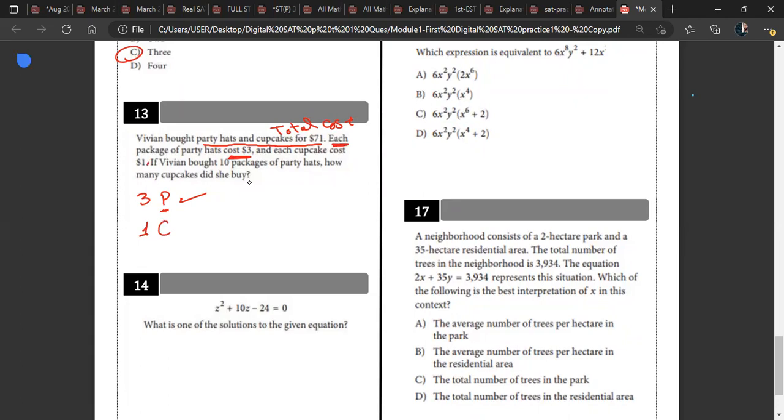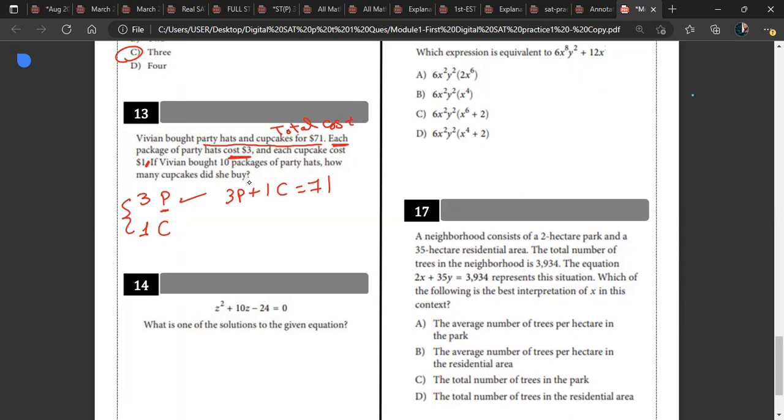Now he asks you, stop here. Can you find an equation for this situation? Yes, we can find the equation, because 3B plus 1C equals 71. The total cost for B packages of party hats and C cupcakes, number of cupcakes for $1.